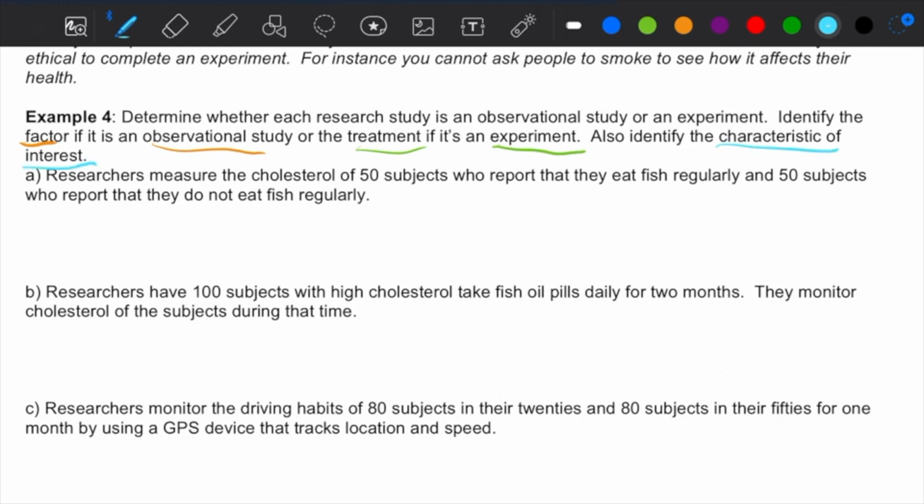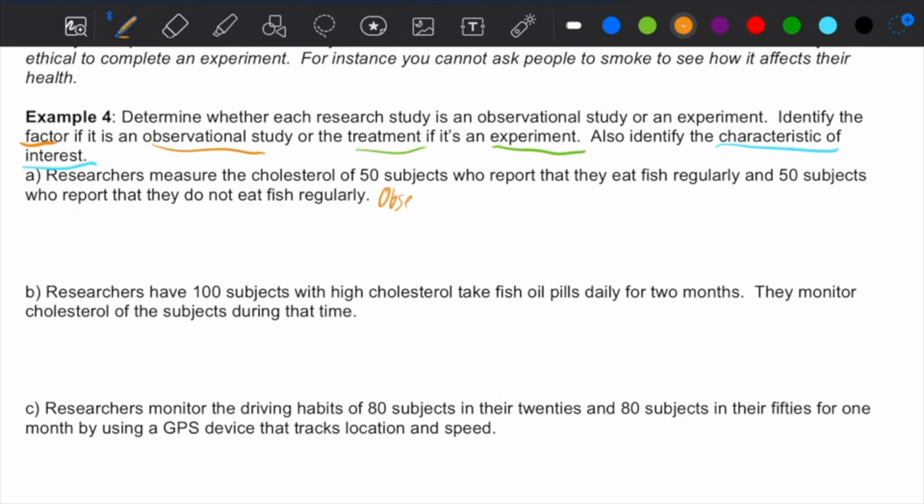So on A, researchers measure the cholesterol of 50 subjects who report that they eat fish regularly and 50 subjects who report that they do not eat fish regularly. So write down whether or not you think this is an observational study or an experiment.